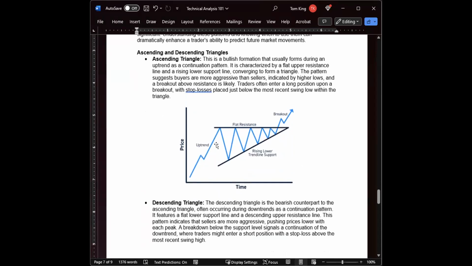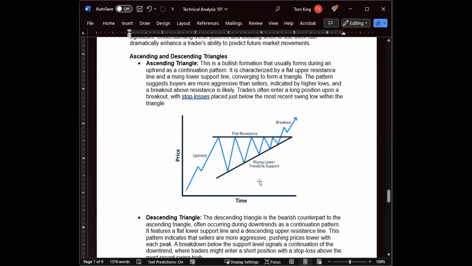So an ascending triangle here is a bullish formation. Usually it forms during an uptrend, so there's been an uptrend, and you've got an upper resistance level here, this flat resistance that you see. Every time we come down and have a pullback, it's less each time, which means sellers aren't stronger than the bulls. The bulls keep rallying back up, but we haven't been able to break the resistance yet.